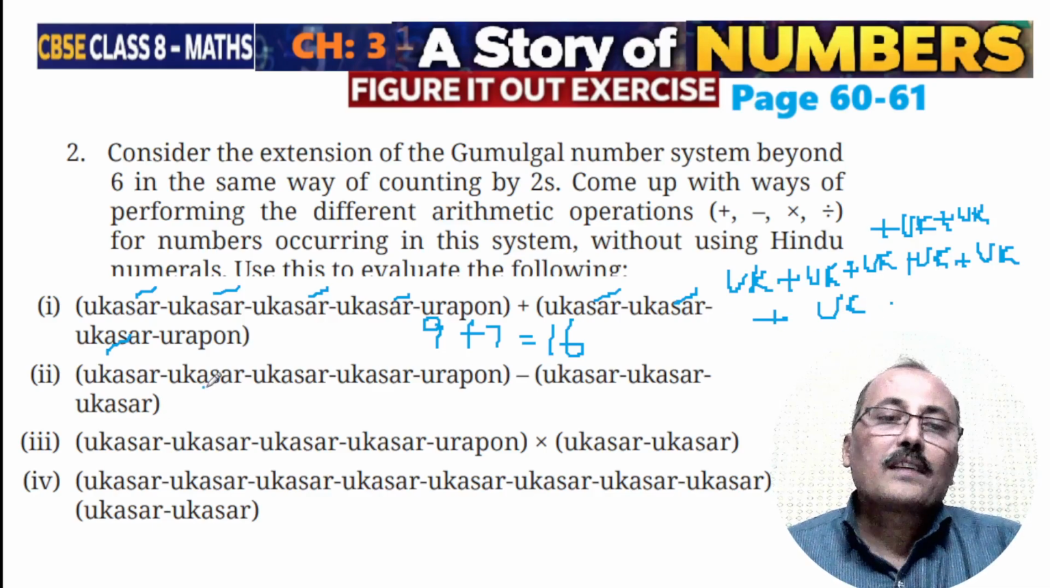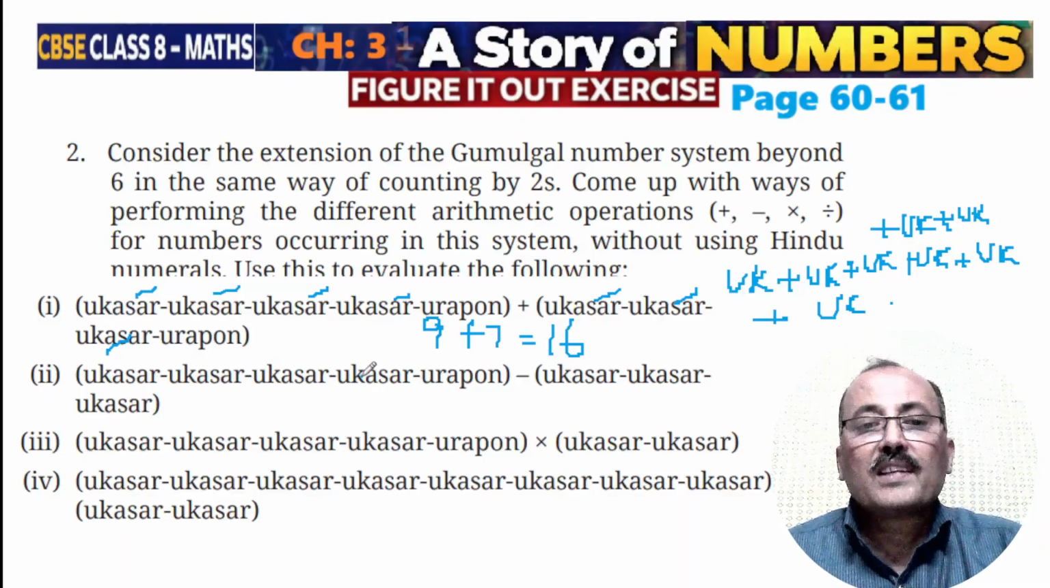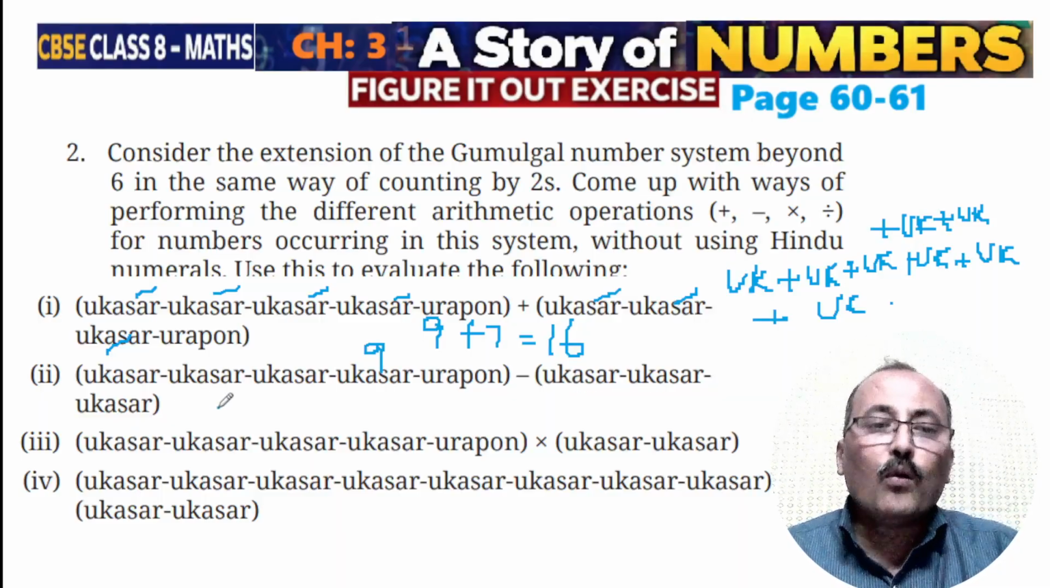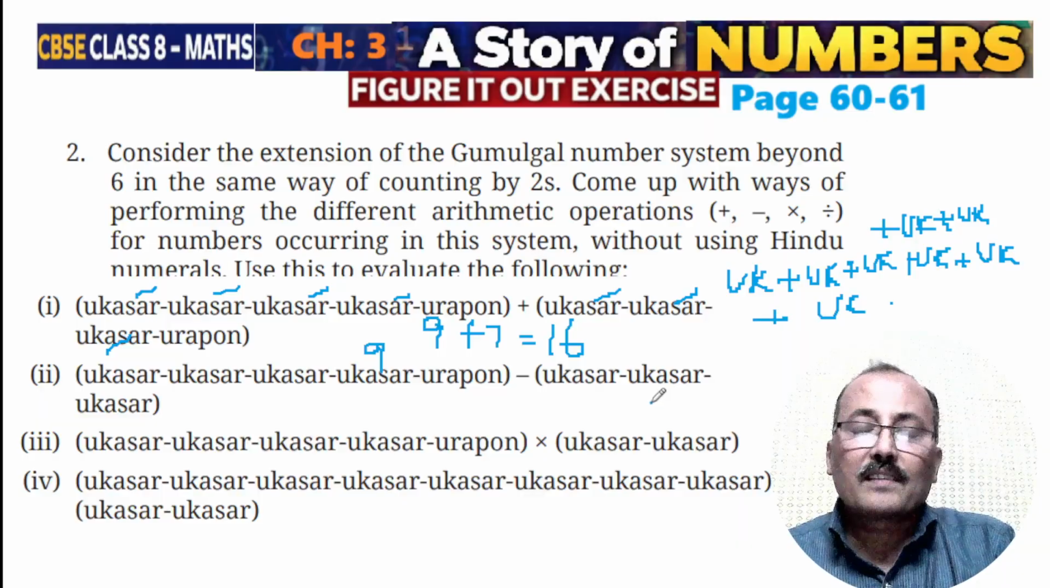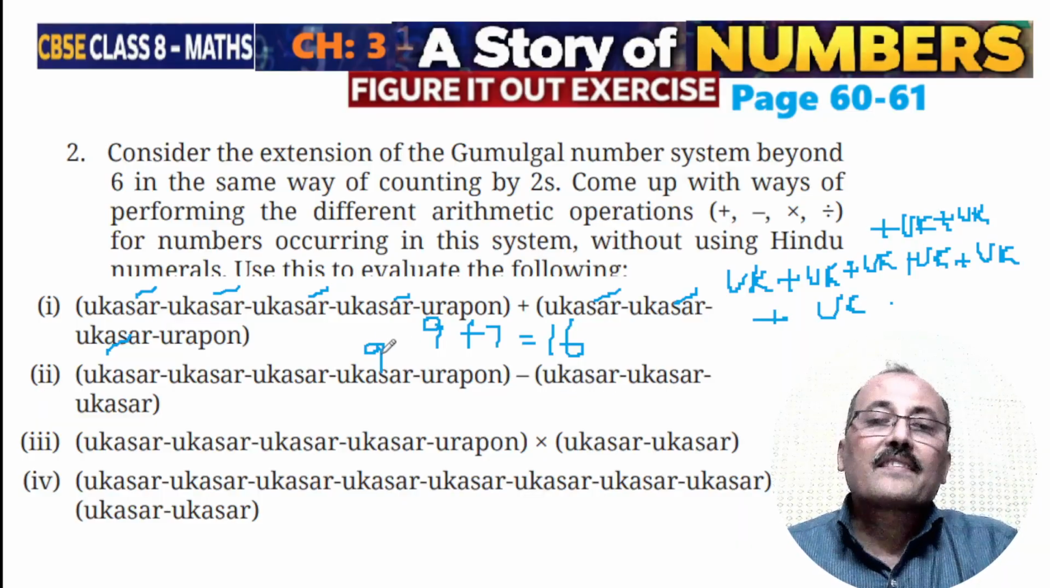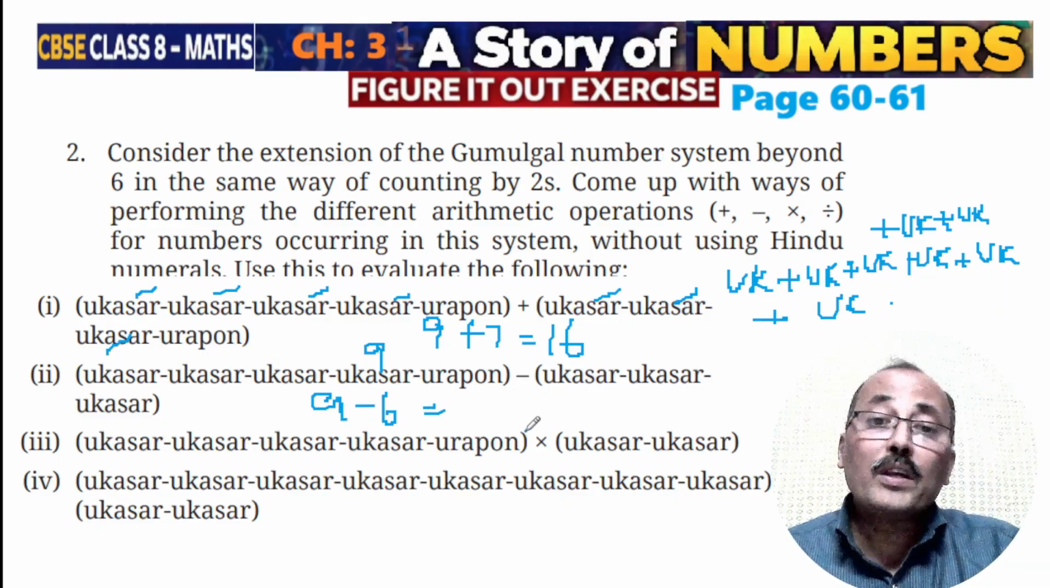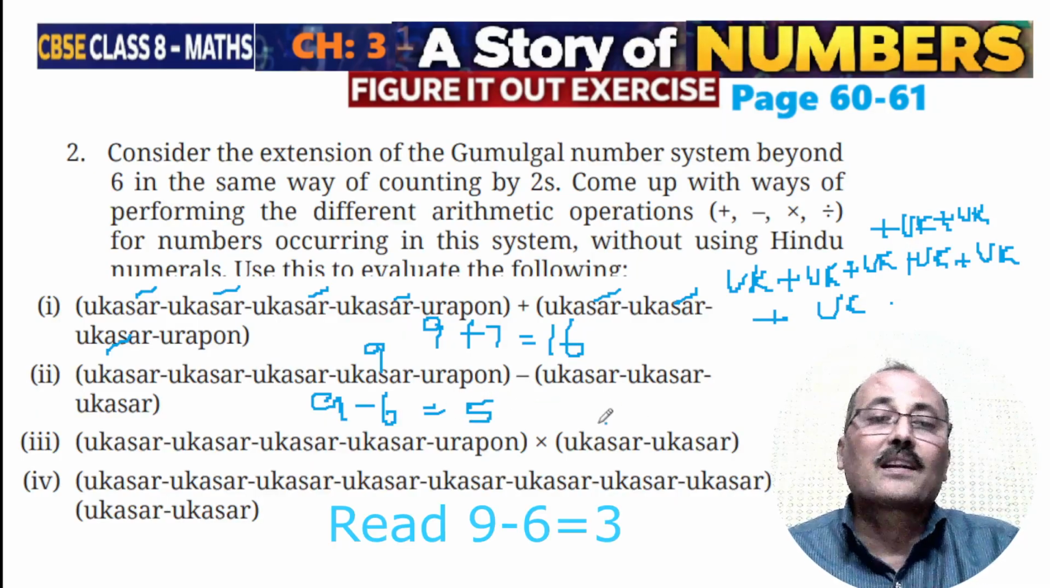Next one, ukasar, ukasar, ukasar, ukasar, urapan. That means how much? 2, 4, 6, 8, 9 minus ukasar, ukasar, ukasar. That means how much? 3 ukasars are there. It will be 6. So 9 minus 6. Okay, now we cannot teach them like this, 9 minus 6 equal to 3. Not like that.